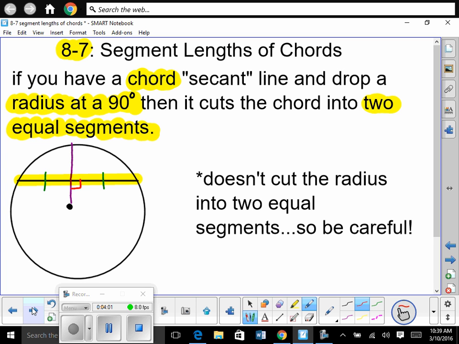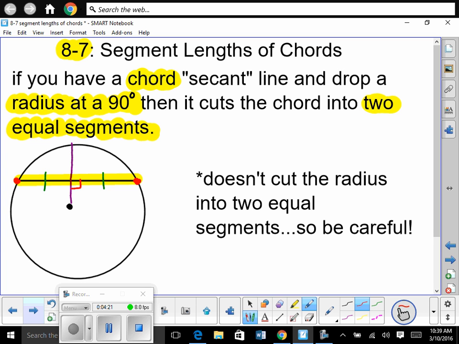Now remember, a chord is something that cuts through a circle, so it touches the circle in 2 spots. Look right here. Do you see this highlighted yellow thing? That's called a chord. Are we all good with that? Okay, that's a chord. So the rule is, if you have a chord, which is also called a secant line, from here to here is a chord. It touches the circle twice.